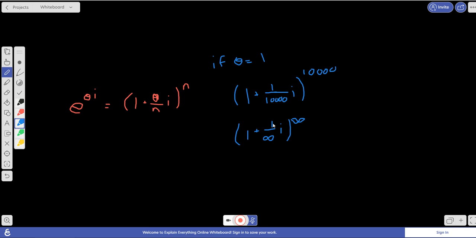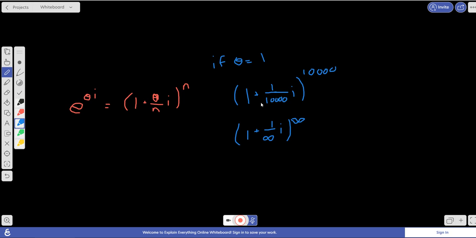Now, even if you don't like dealing with infinitesimals and infinities, you could pick a sufficiently large value for n here, and you're going to be able to approximate this extremely closely. This is not going to move much away from the unit circle unless you have very large values of theta.